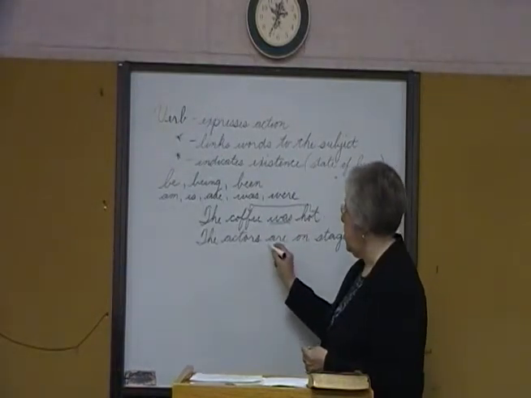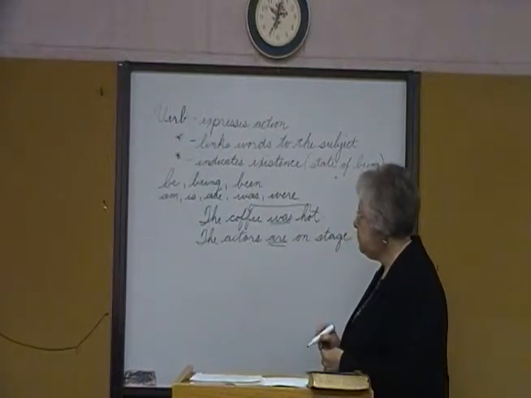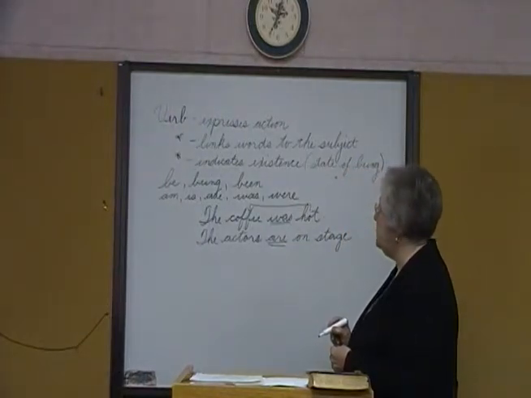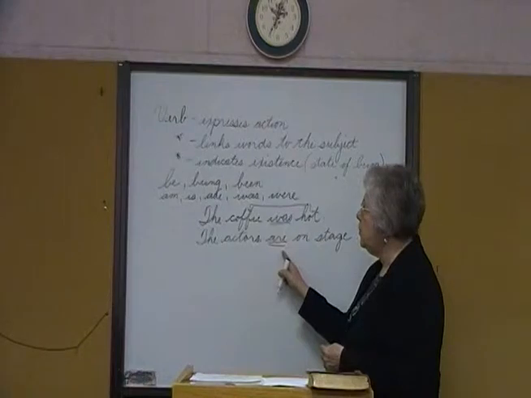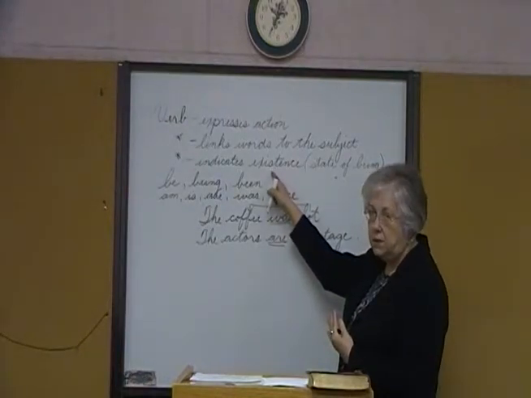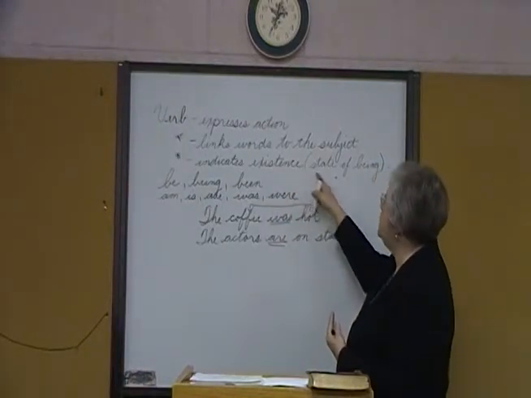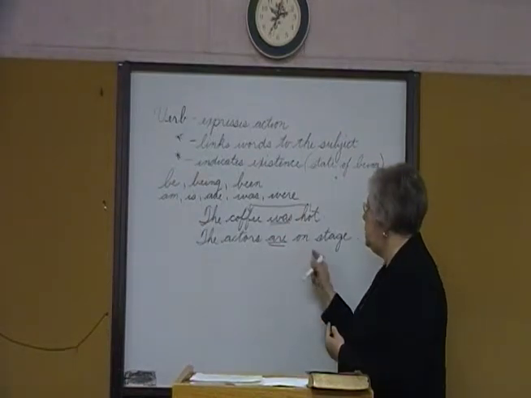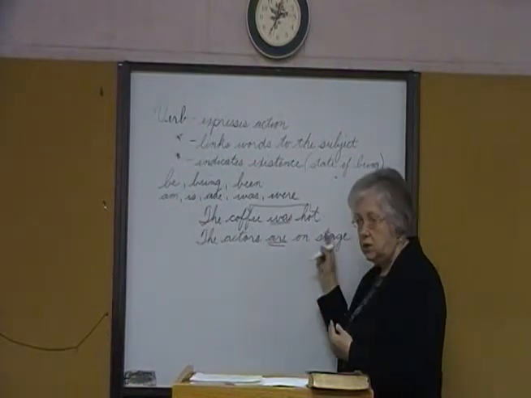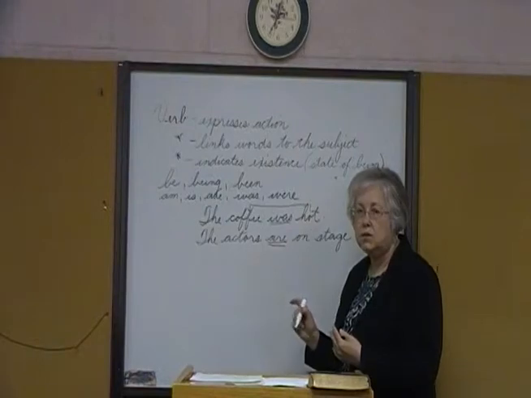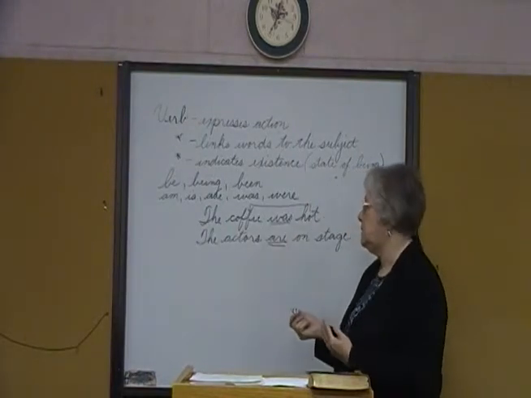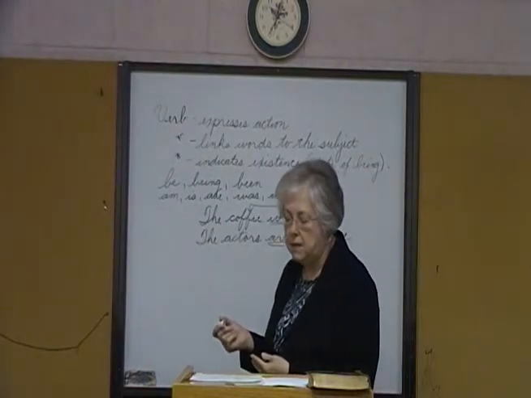All right, next example, are. The actors are on stage. Are is a linking verb, and this is the second part of the definition. It indicates existence or state of being, and it just tells the location of the actors. So state of being, state of existence. Let's look at another example.